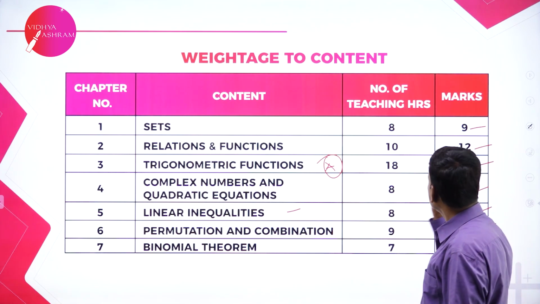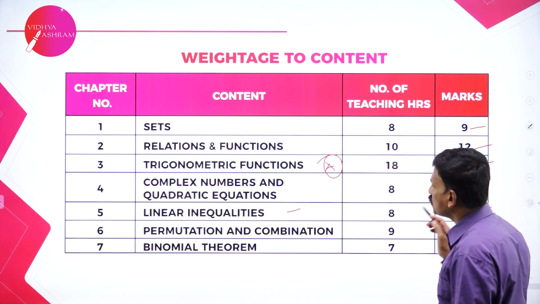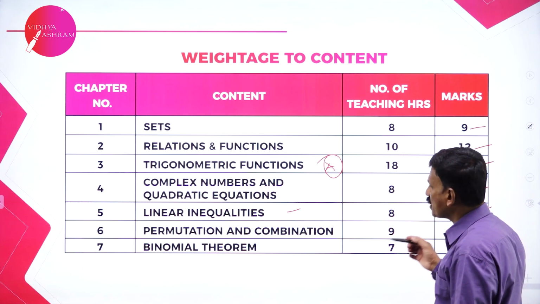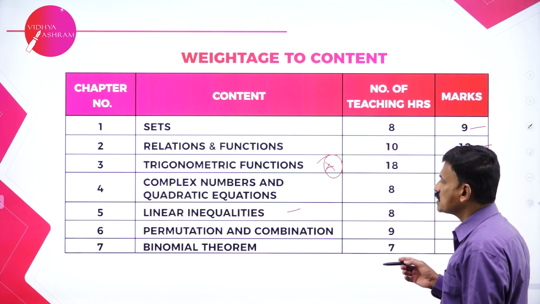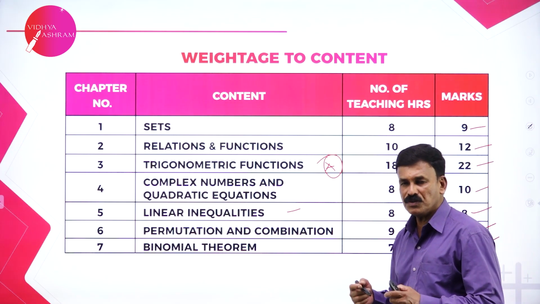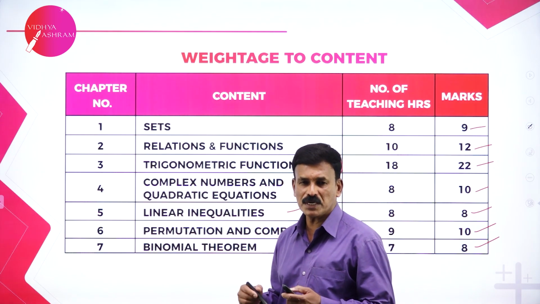So sets 9 marks, relations and functions 12 marks, trigonometric functions 22 marks, complex numbers and quadratic equations 10 marks, linear inequalities 8, permutations and combinations 10, and binomial theorem 8 marks. So this is the weightage. It may vary by 1 or 2 marks according to the new syllabus or new pattern.